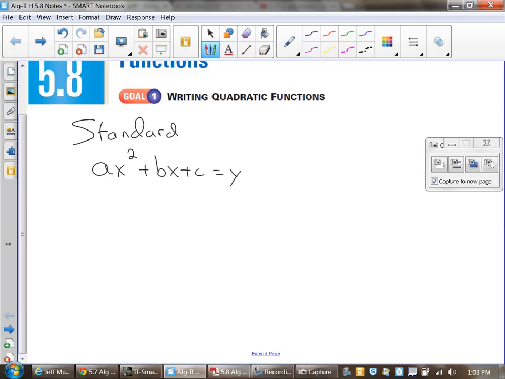What's that? Was it 0? Did I say 0 or what? Oh. Equals, I'm going to leave it as equals y, because that's what I meant.